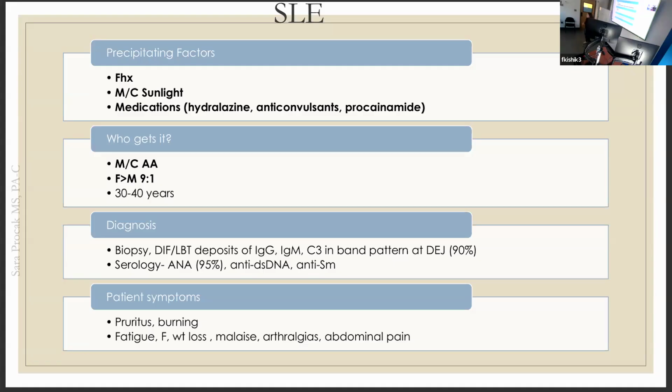But your patient is honestly going to be managed most often by dermatology. That's where they're going to go, really for any of these autoimmune diseases. So in terms of your patient's symptoms, burning, itching. If your patient is in that more acute phase of SLE, they're going to have more systemic symptoms that are going to go along with that.